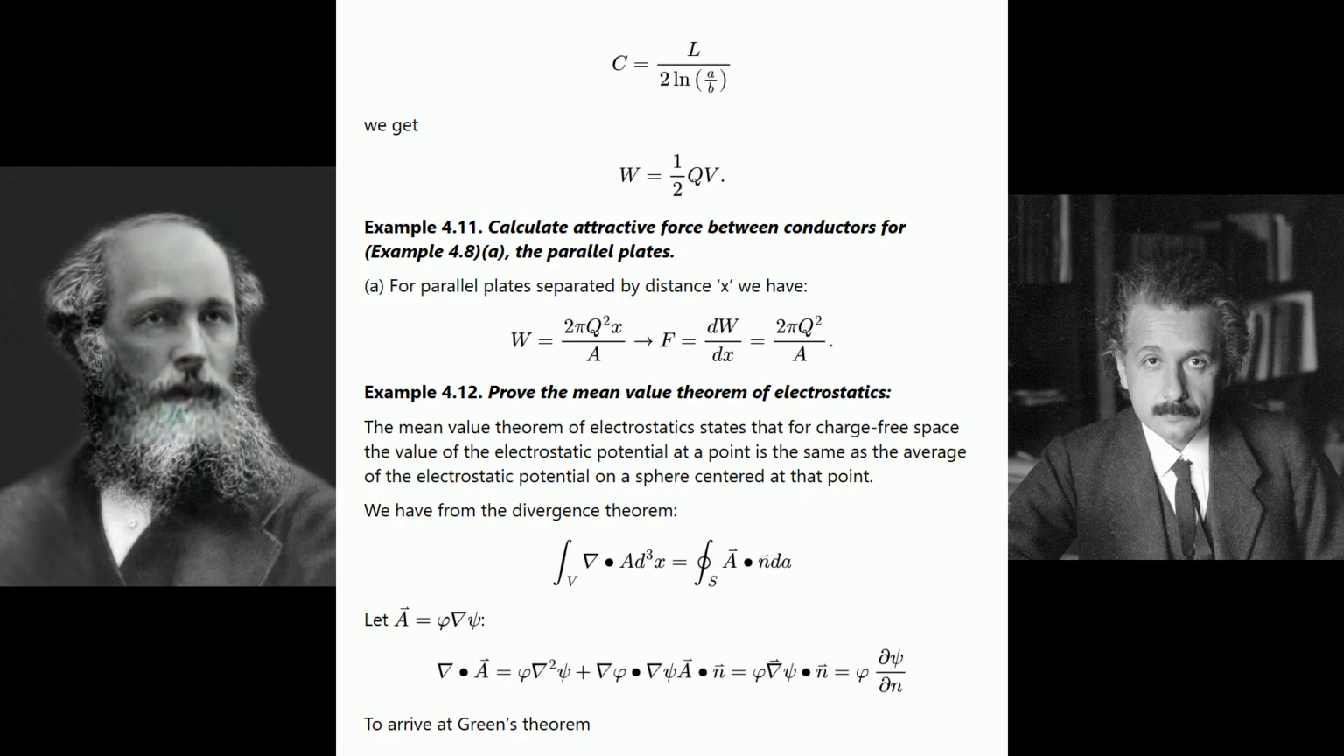Prove the mean value theorem of electrostatics. The mean value theorem of electrostatics states that for charge-free space, the value of the electrostatic potential at a point is the same as the average of the electrostatic potential on a sphere centered at that point.